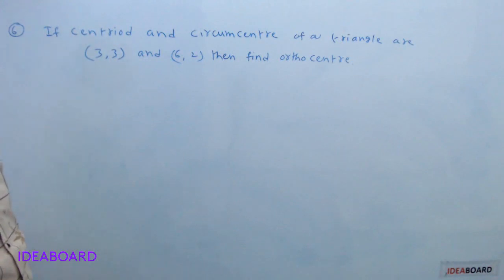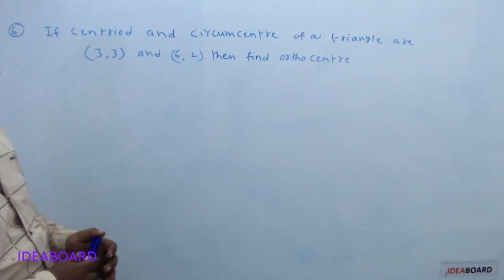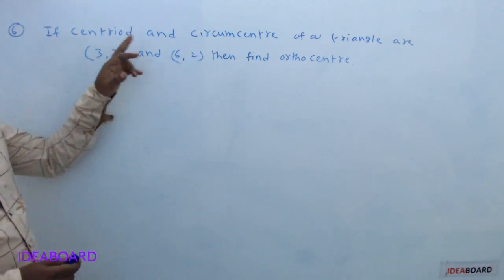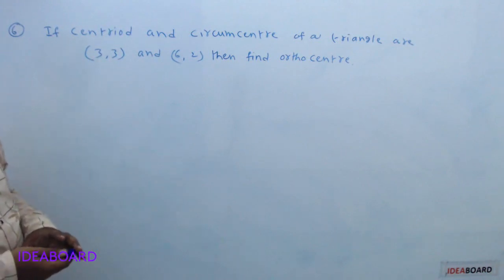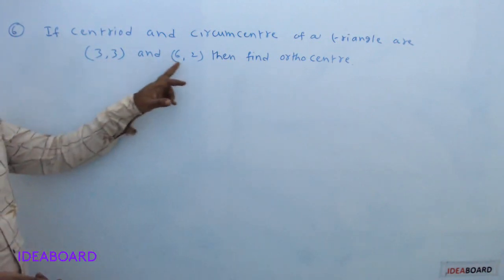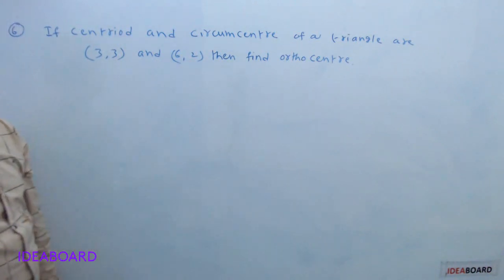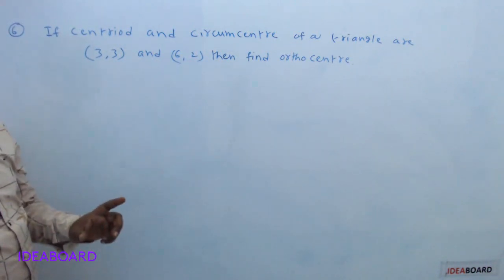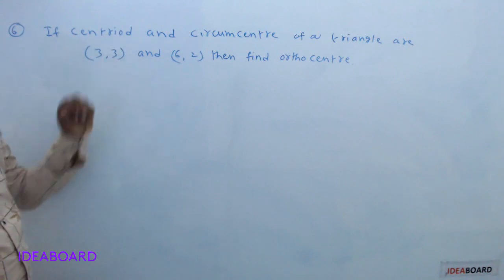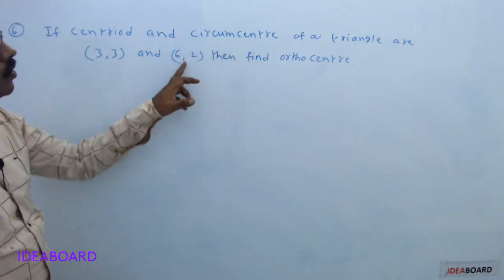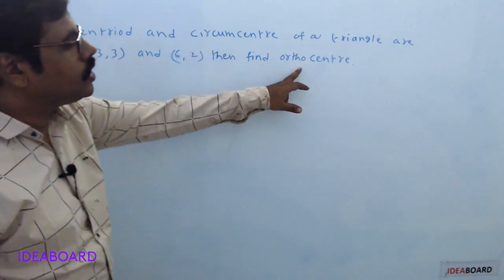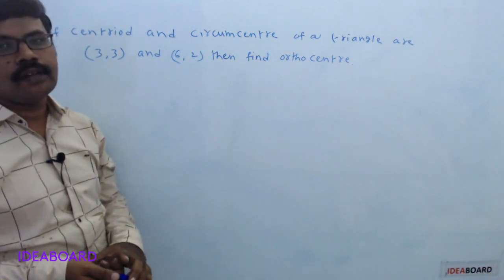Now come to the next problem, a very important model. If the centroid and circumcenter of a triangle are (3, 3) and (6, 2), then find the orthocenter. What is the given data? Centroid coordinates are given, circumcenter coordinates are given, we need the orthocenter of the triangle.